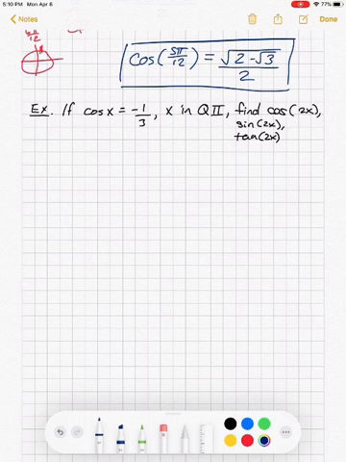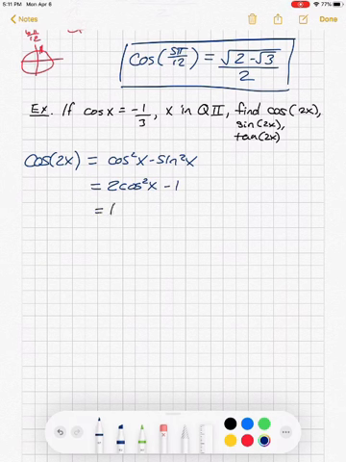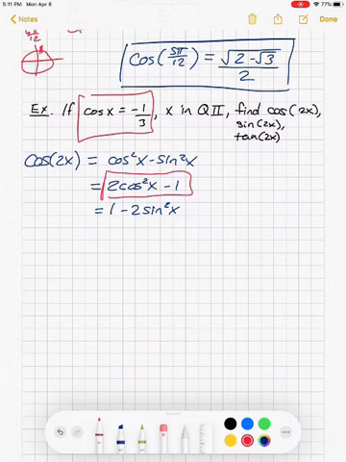What else can I do? Say I know cosine of x is negative a third. X is in quadrant 2. Find cosine of 2x, sine 2x, tan of 2x. Okay, well, I've got 3 formulas for this, right? To decide which one would be the simplest choice with the given information, look, I'm given cosine of x. So the only one of these formulas that has only cosine of x in it is this one. So that would be the simplest choice. So I'll go with that formula.